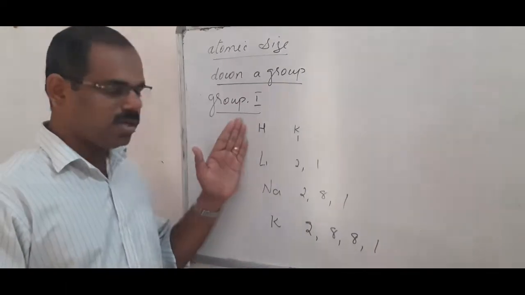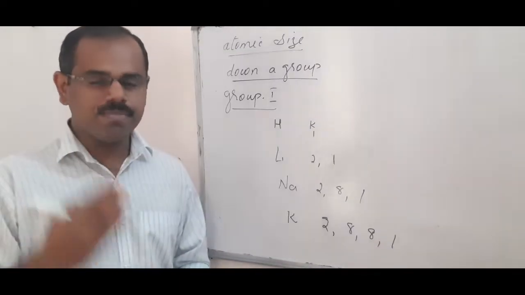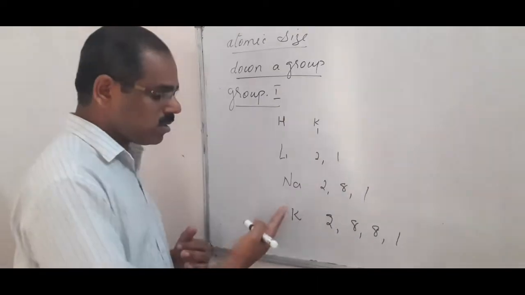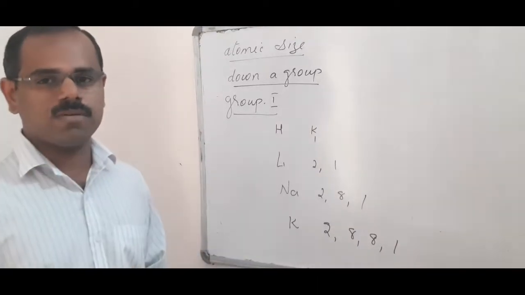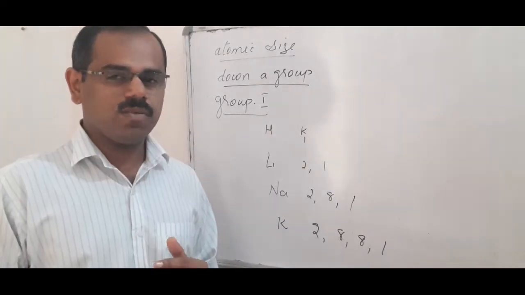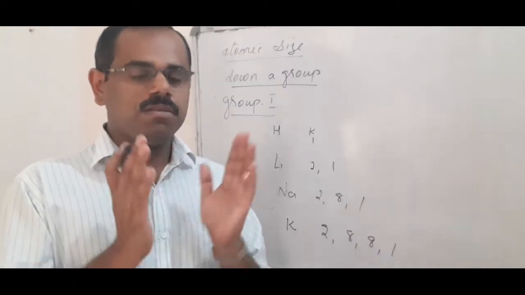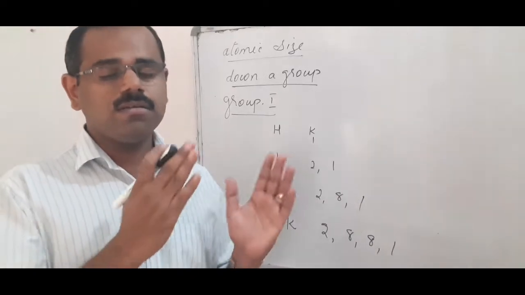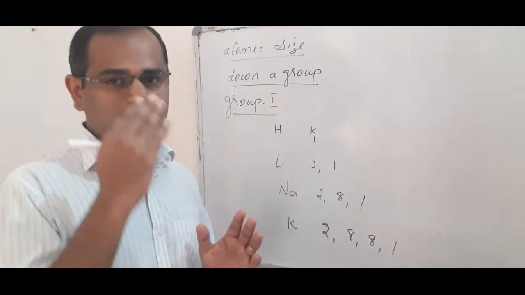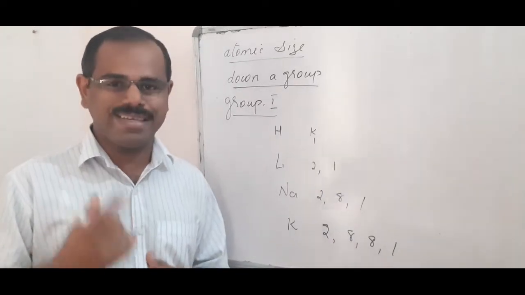Here the atomic number is 1, that means 1 proton. Here lithium has 3 protons, atomic number 3. Here atomic number 11, that means 11 protons. Here atomic number 19, that means 19 protons. Since the number of protons increases, the nuclear charge increases. What is nuclear charge? Nuclear charge is the charge of a nucleus. In the nucleus we have protons and neutrons, so the charge of a nucleus is called the nuclear charge. So top to bottom, the nuclear charge increases.